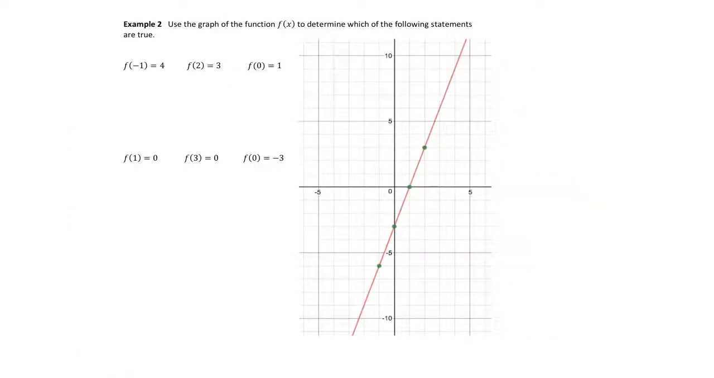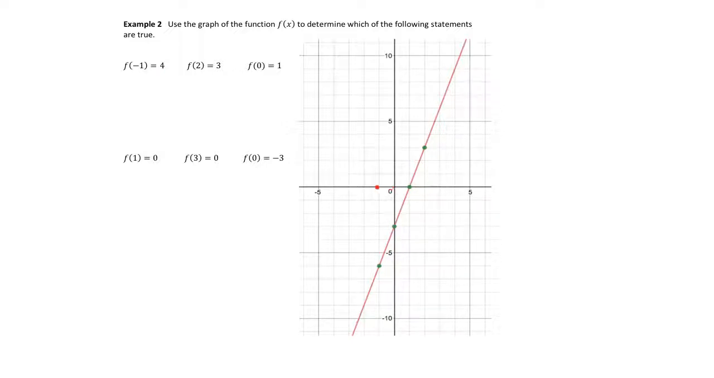For example 2, I just want to get some more practice using function notation. So down here on our graph, I'm going to call that the function f of x. It's definitely a function. And I want to see which of these statements are true. Some are true, some are false. And what we're going to do is see if we can interpret this and find it on the graph. So let's start with this one here. f of negative 1 is equal to 4. So what this means is, at negative 1 for x, the y value should be 4. Let's see if that's true.